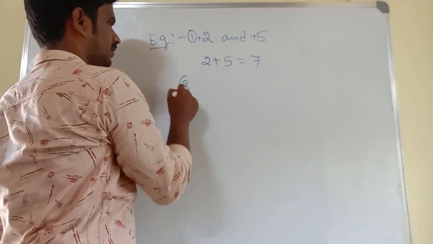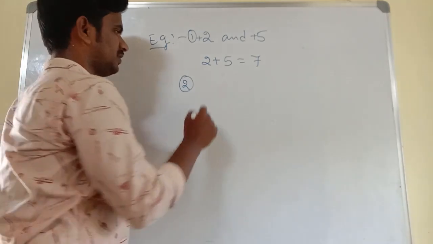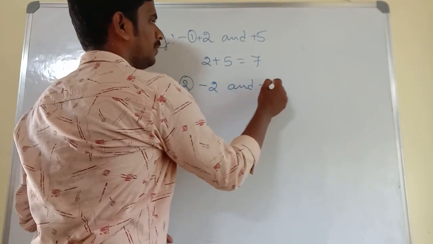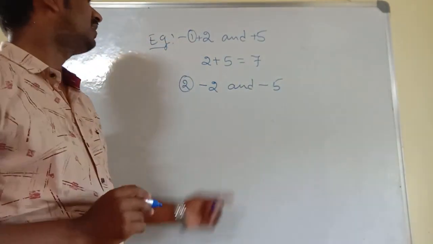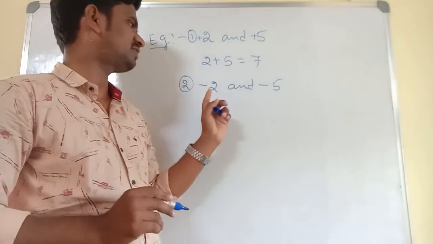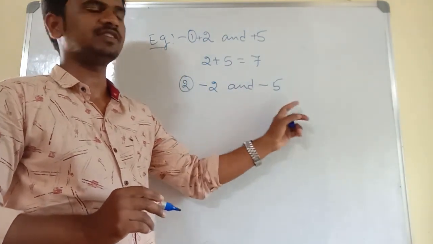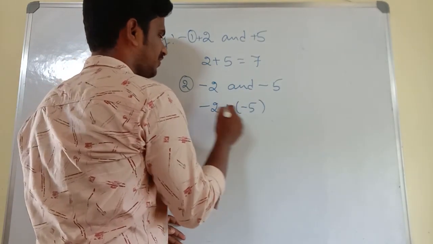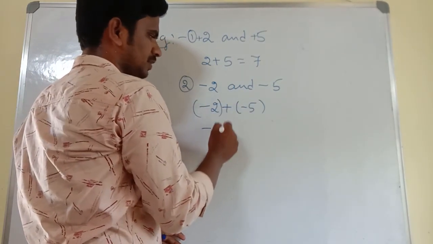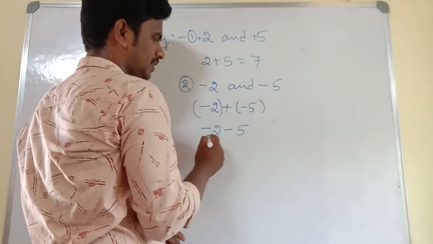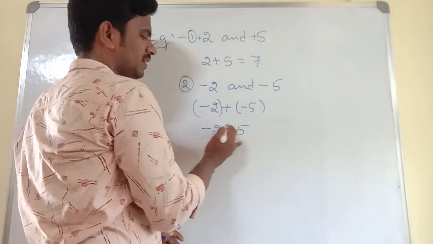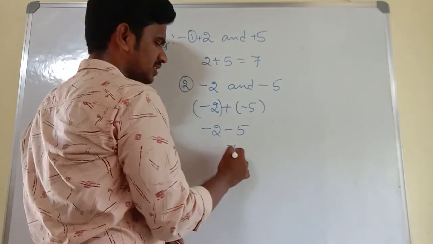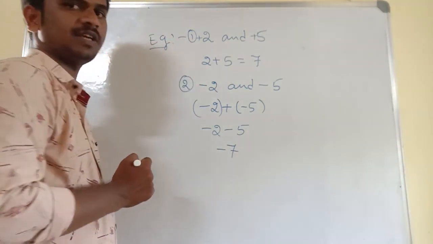Second, I will consider two negative integers. Suppose you take the same numbers with a negative sign, -2 and -5. In the first case I took two positive integers, in the second case two negative integers. So what about their sum? That is -2 plus -5. Here both numbers have a negative sign, so we add the two: 2 plus 5 is 7, and we write the negative sign.